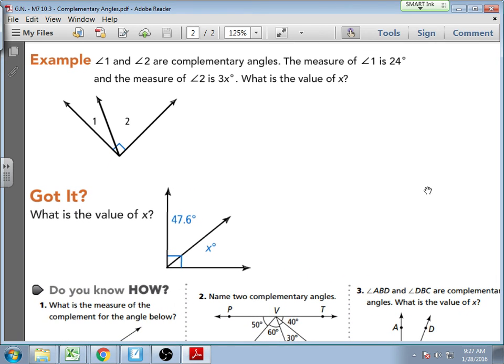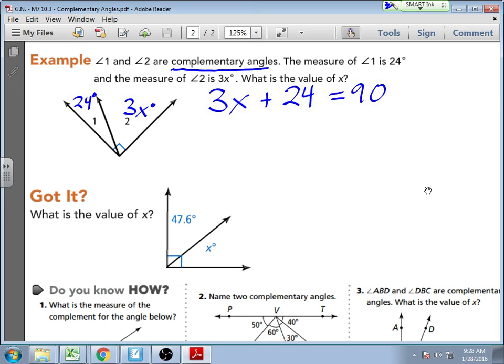Angles 1 and 2 are complementary angles, and angle 1 is 24. If angle 2 is 3x, well, I'm going to label these things because I get confused really quick. So that's 24. This angle's 3x degrees, and we know they're complementary, so they add up to 90. So set up an equation. We've got 3x, we've got a 24, and we know they have to equal 90.